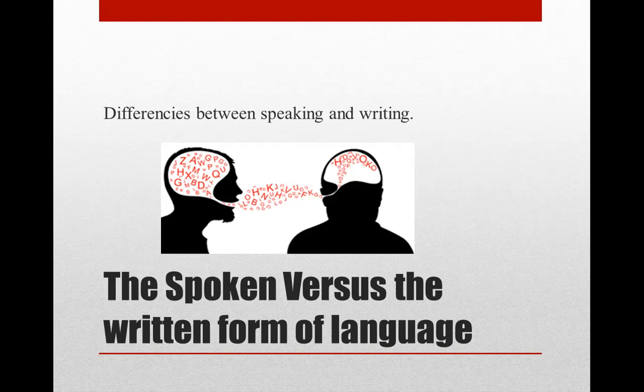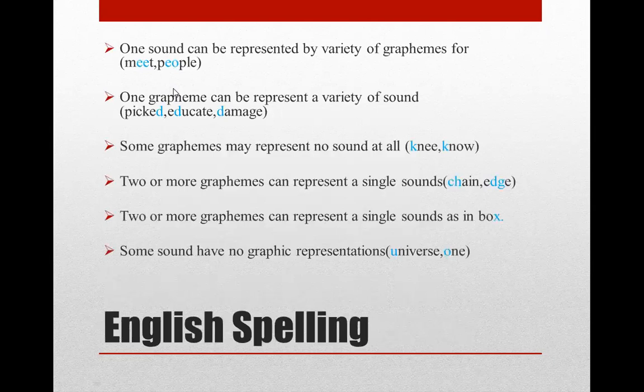And when it comes to English spelling, it's a sequence of letters composing a word, or it can be described as the forming of words from letters according to exact usage, orthography. There are some descriptions. The first is that one sound can be represented by a variety of graphemes, for example, meat and people.